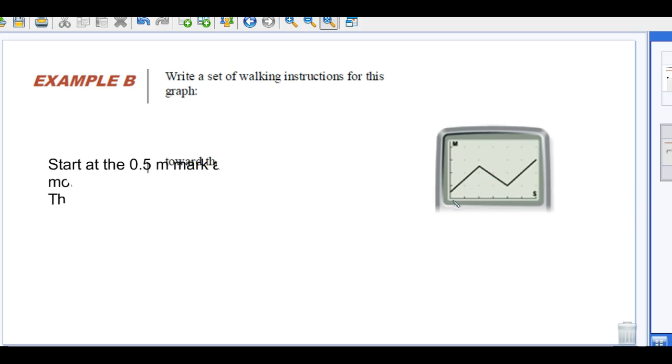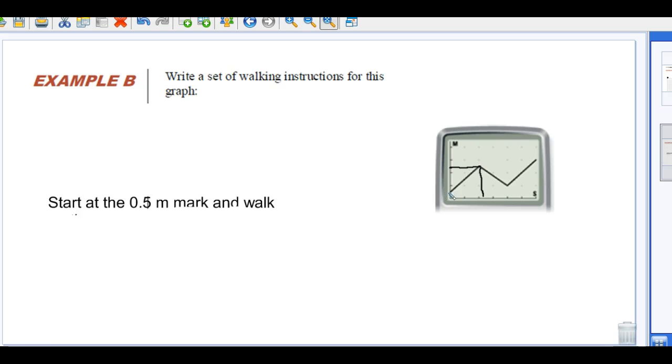Alright, and then how many seconds are we walking? 1, 2. So for 2 seconds, we're going to walk from 0.5 up to, right here, looks like 2.5. So we're going from 0.5 to 2.5, a difference of 2 meters in 2 seconds. So 2 meters divided by 2 seconds, we should be walking at 1 meter per second. We're walking away from the motion sensor. Sorry, I forgot to say: walk away from the motion sensor at 1 meter per second for 2 seconds.